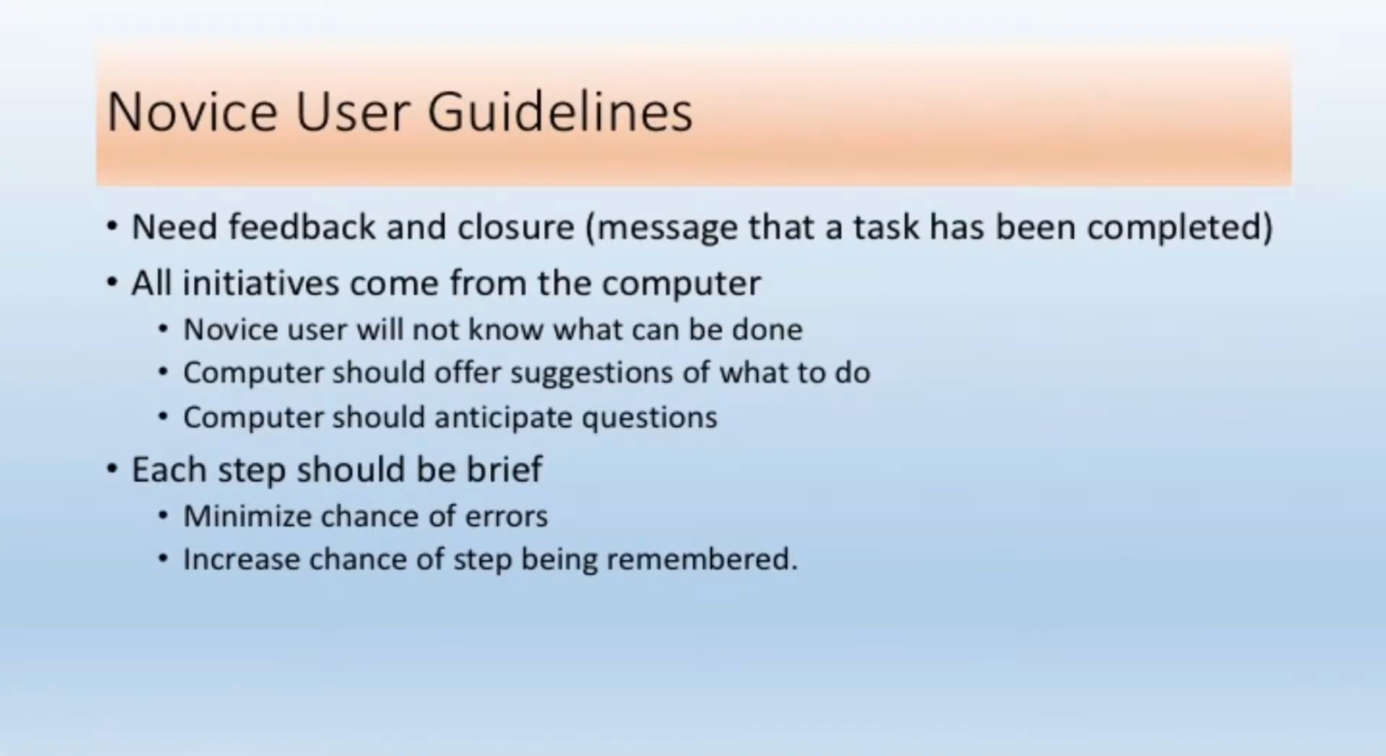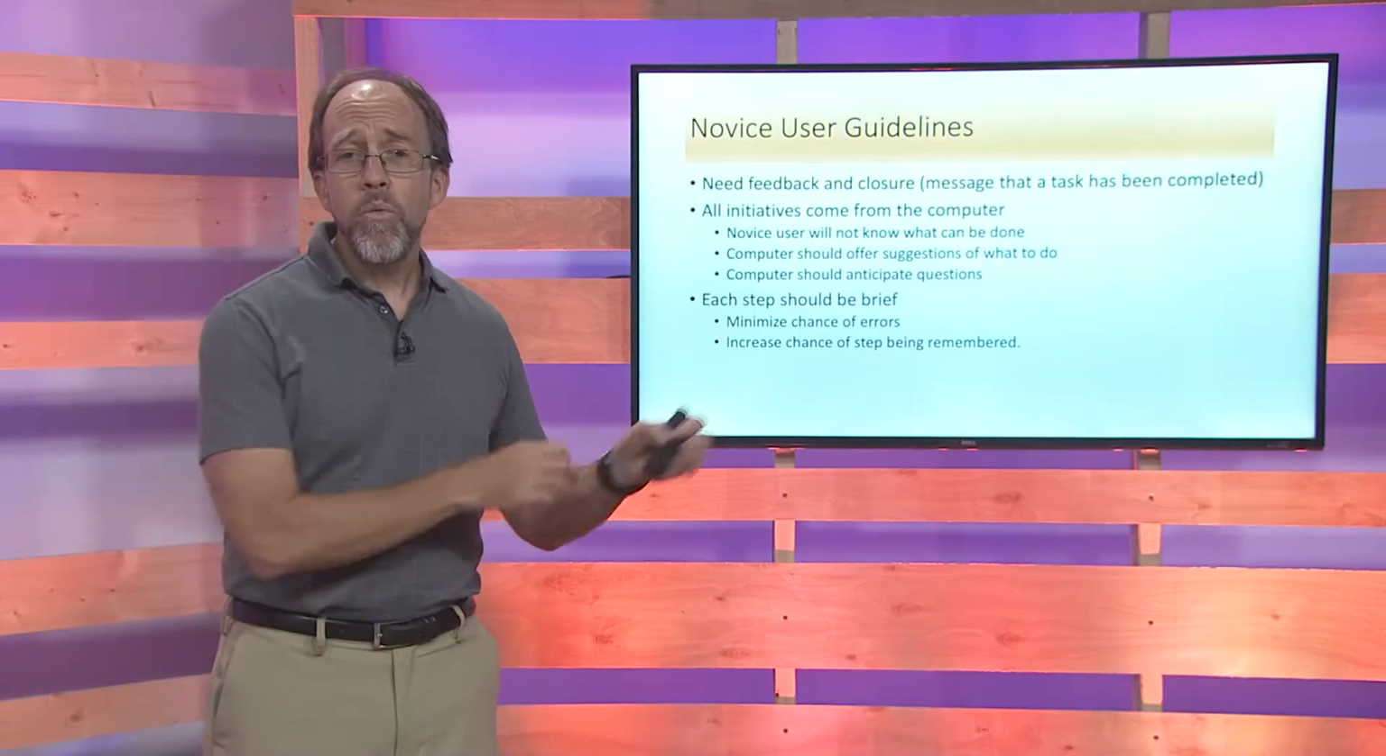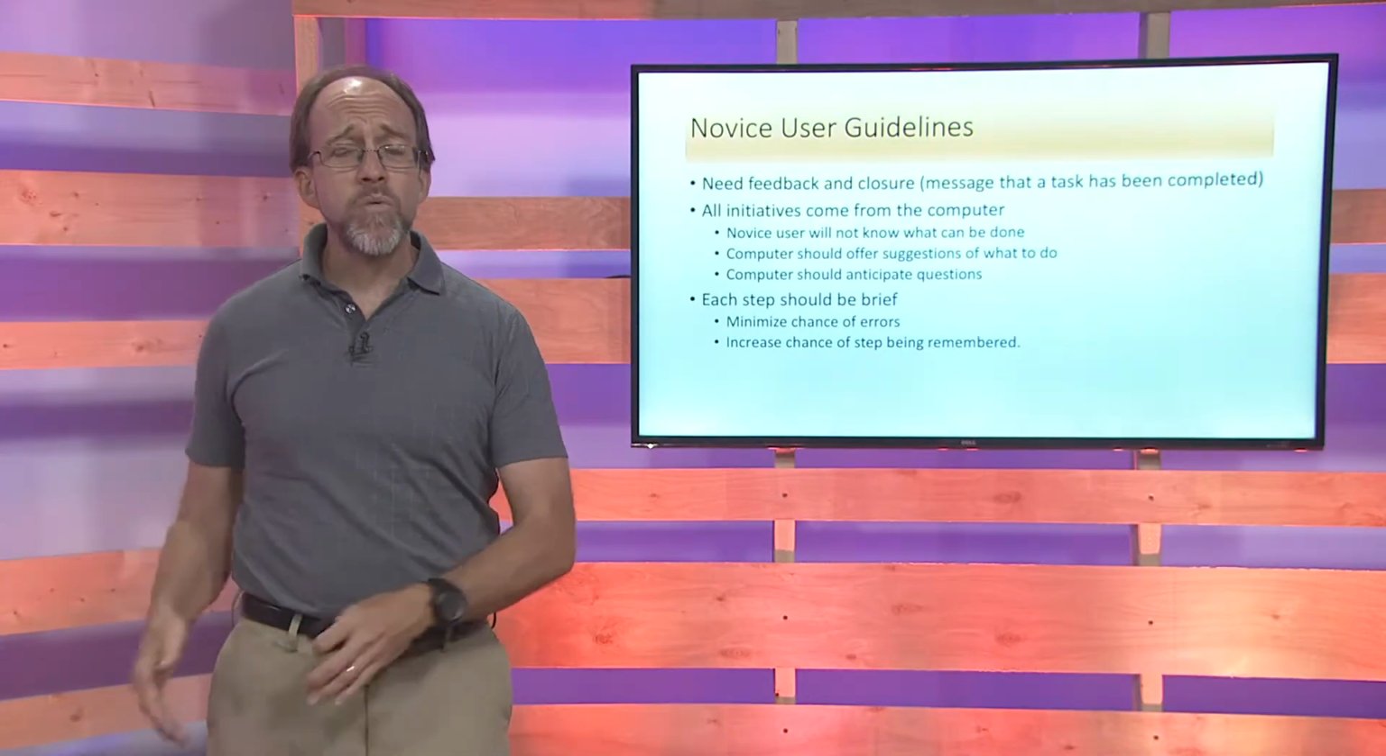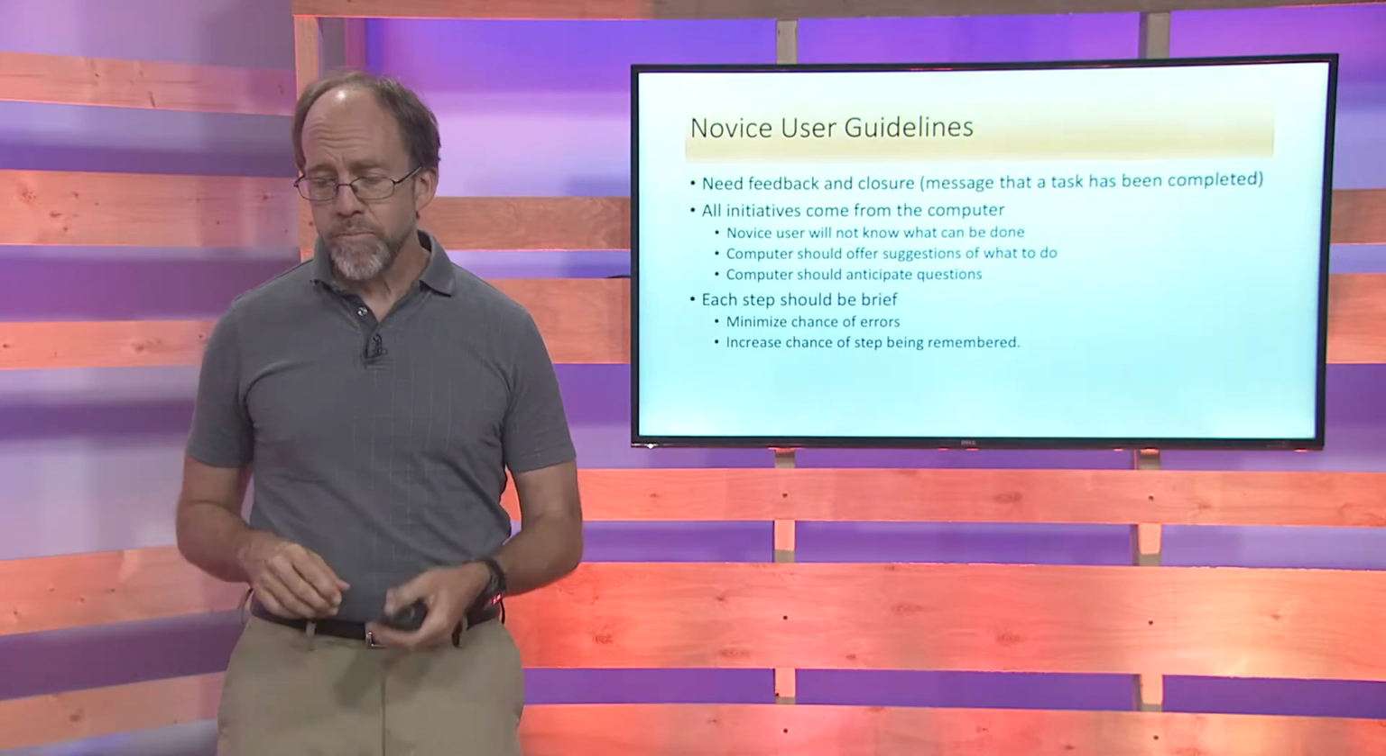The system prompts you. What would you like to do next? Here's your list of choices. Do you wish to do this? Here's your list of choices. Okay, simple, scaffolded steps. Novices like things like wizards that take them through the individual steps, whereas experts will want to completely bypass the wizard and just get the job done.